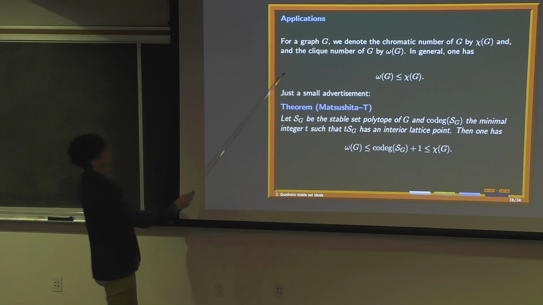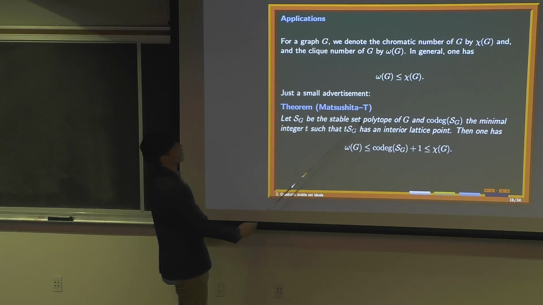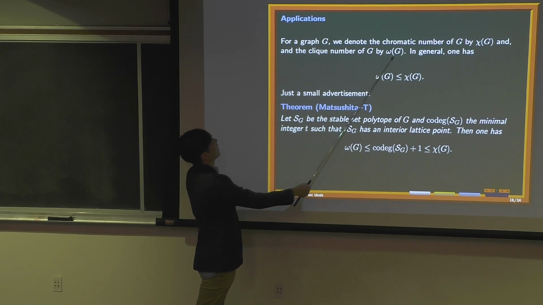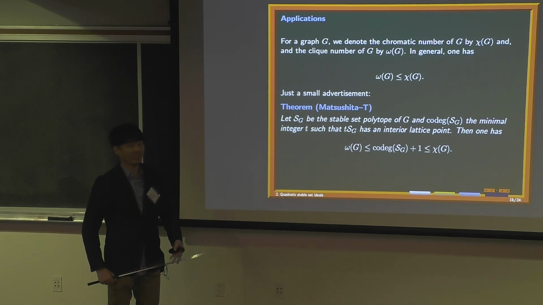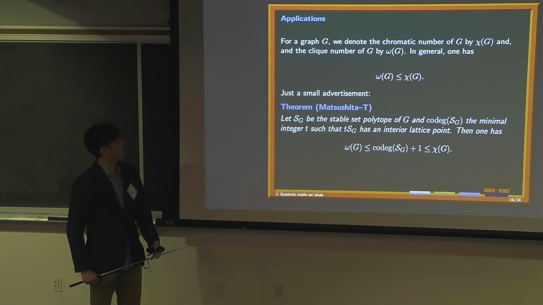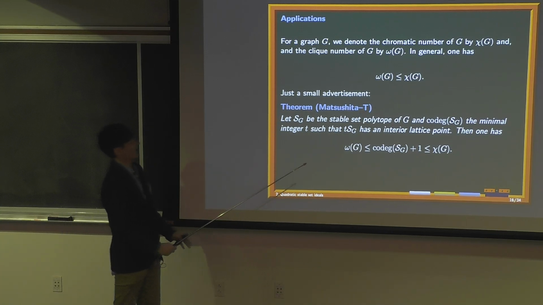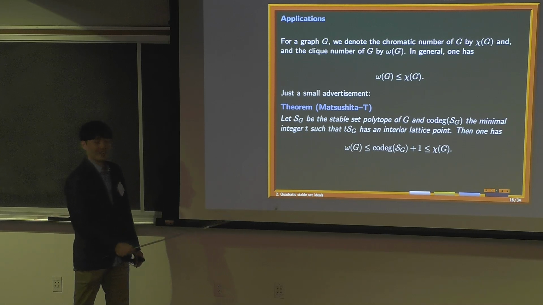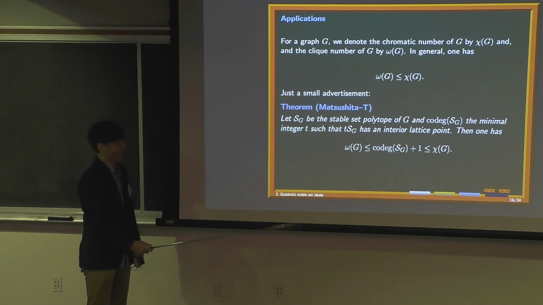So for a graph G, we denote the chromatic number by chi(G) and the clique number by omega(G). In general, the clique number is always less than or equal to the chromatic number. This is just a small advancement for Ehrhart theory people.